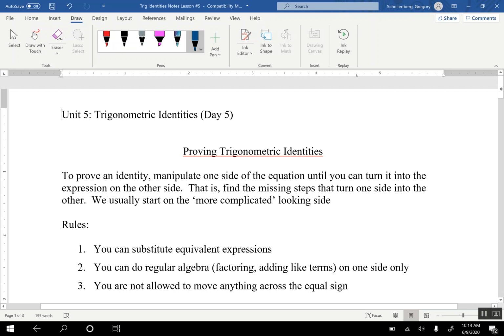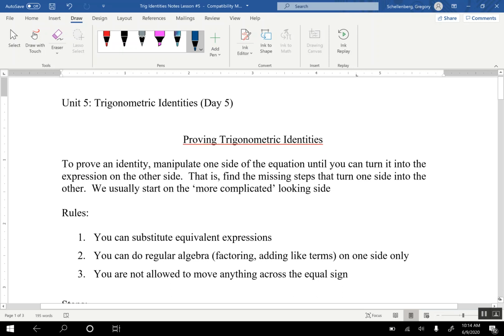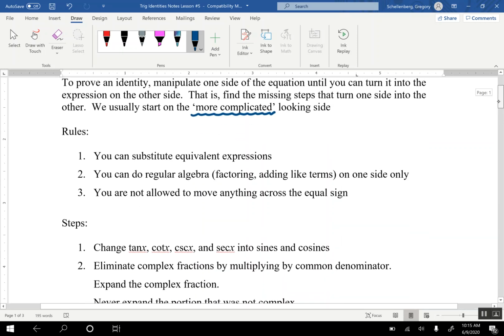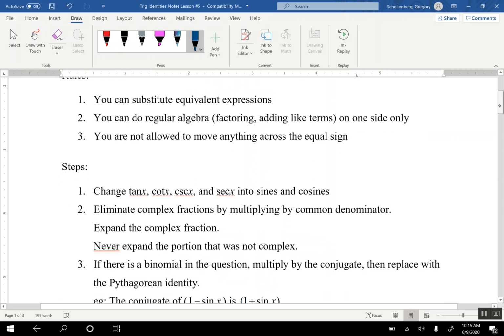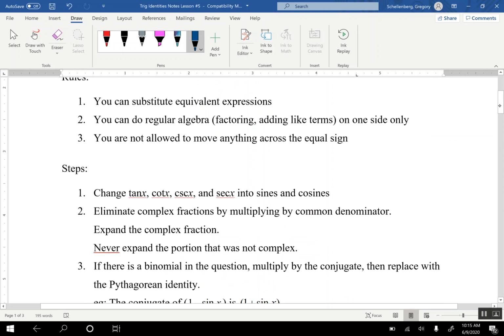Now, a nice rule of thumb is we usually start on the, and I'm going to underline this, the more complicated looking side. Okay, so we're going to manipulate the more complicated looking side, often simplifying it to make it look the same as the expression on the other side of the equation. Okay, so some rules that we must follow, and then some guidelines that will help us with these proofs.